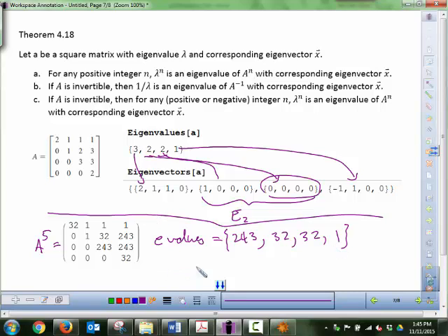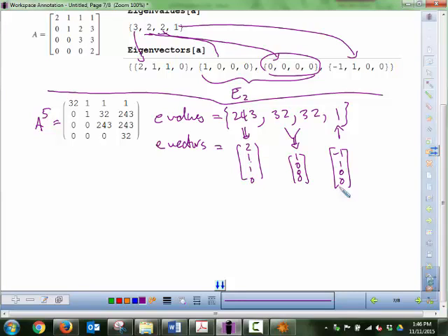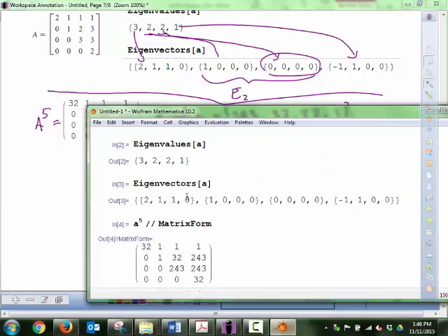And it turns out that your eigenvectors are going to be the same: 2, 1, 1, 0. So for these two, we came up with only one eigenvector, right? 1, 0, 0, 0. And then for this one, the eigenvector is -1, 1, 0, 0. So without having to do any computations, once we know the eigenvalues and eigenvectors of the original matrix, we can find the eigenvalues and eigenvectors of our matrix that's been raised to a power. And we can confirm that with Mathematica.